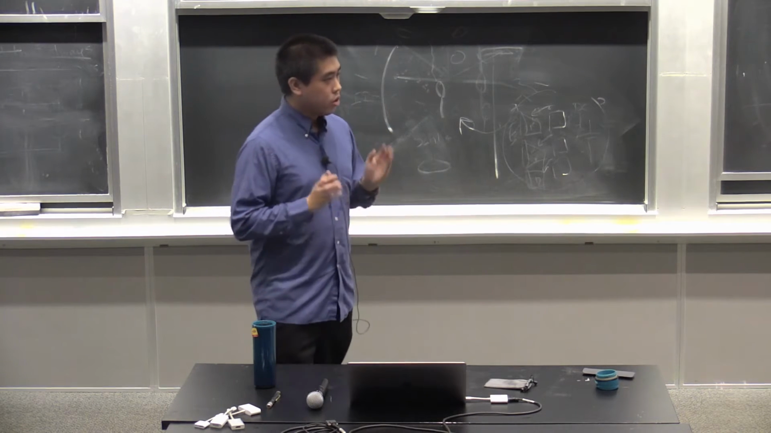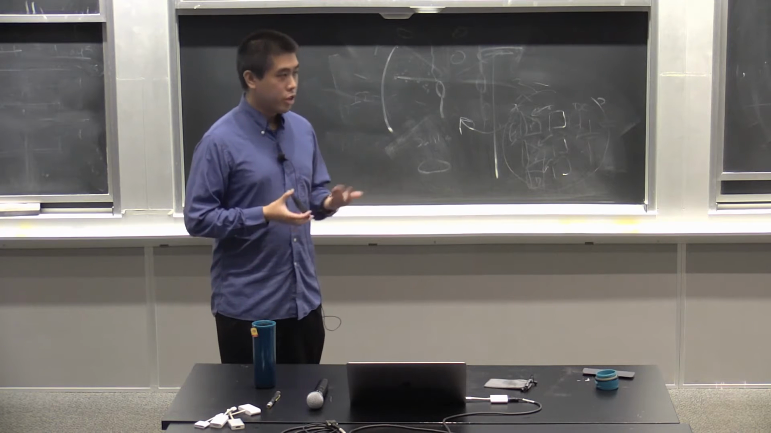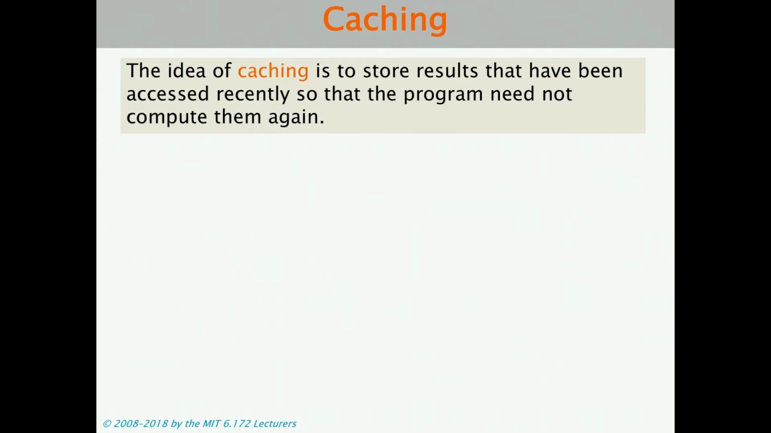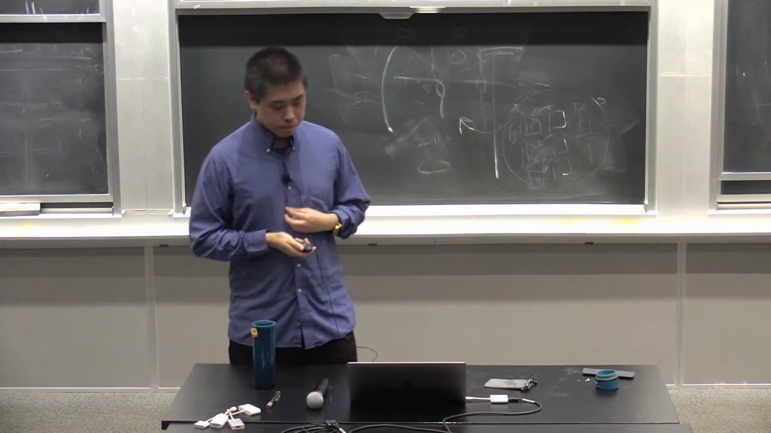OK, so let's look at the next optimization. So we've already gone through a couple mini lectures already. So congratulations to all of you who are still here. So the next optimization is caching. The idea of caching is to store results that have been accessed recently so that you don't need to compute them again in the program.